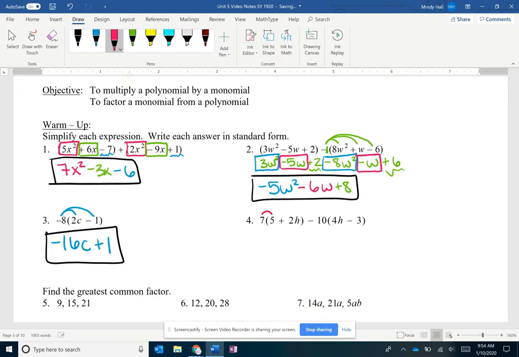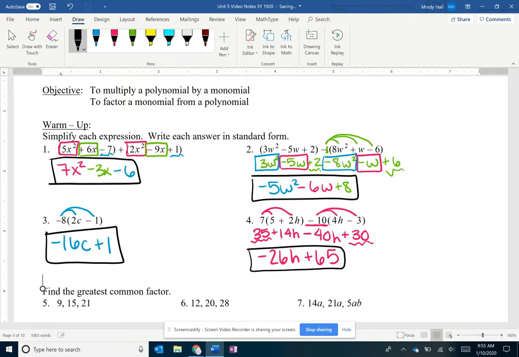First, we have to distribute. So 7 times 5 gives us 35, and 7 times 2h gives us 14h. Then negative 10, be sure you're watching your signs, times 4h would be negative 40h. And negative 10 times negative 3 gives you positive 30. So then, combining your like terms, we have 14 minus 40, which would give us a negative 26h. And then 35 plus 30 would give us a positive 65.